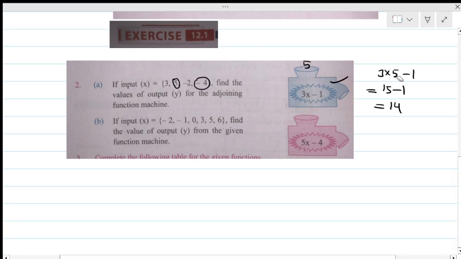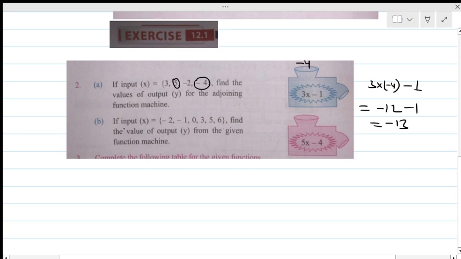Let's see what we get if we keep minus 4 as the input. It gets multiplied by 3, and from that result 1 is subtracted. So 3 into minus 4 gives minus 12, and minus 1 gives minus 13. Minus and minus get added. So that's done with number 2A.